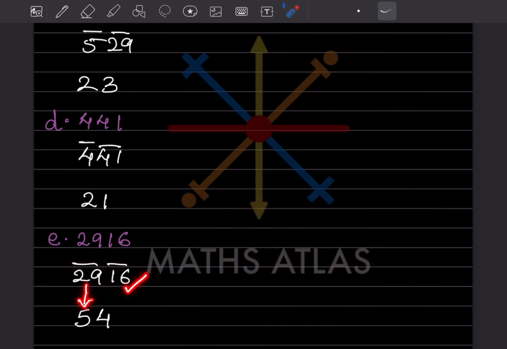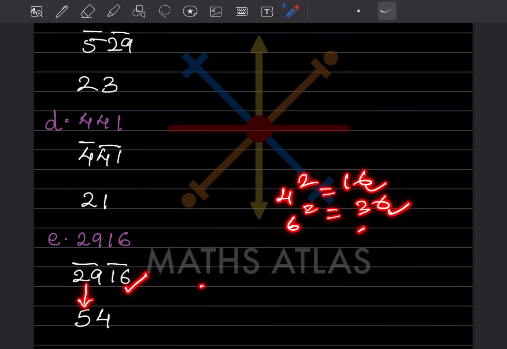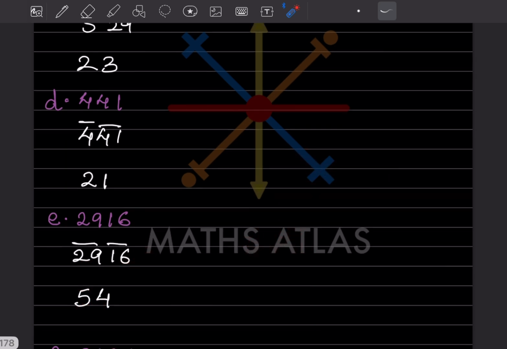Now you look, the ending number is 6. Where do you get 6? Either you get 4 4s are 16 or 6 6s are 36. So now you are going to look for this one as, this will be 54 into 54. You can multiply and see, that is going to be 2916.